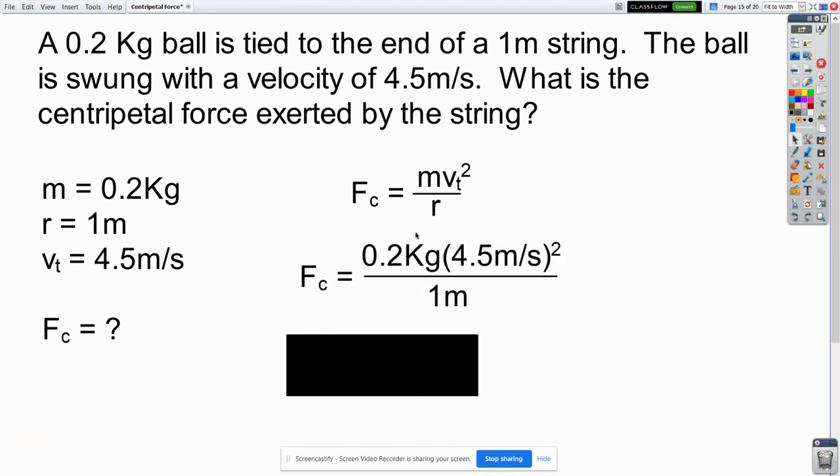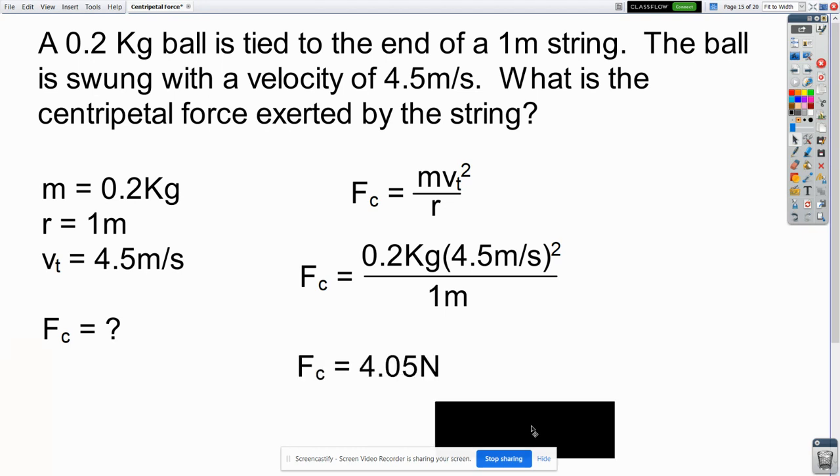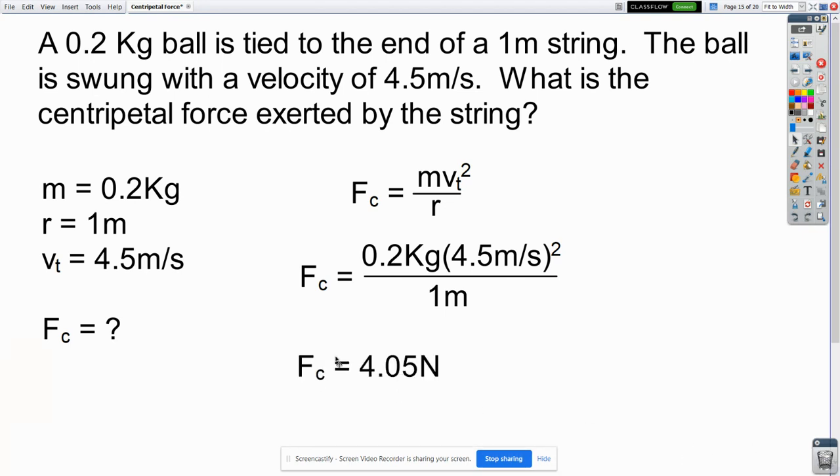Substitute everything in. 0.2 kilograms was our mass, 4.5 meters per second is our velocity. Don't forget to square it. Our radius is 1 meter. 0.2 times 4.5 squared equals, divided by 1 is 4.05 newtons. And I always do that.